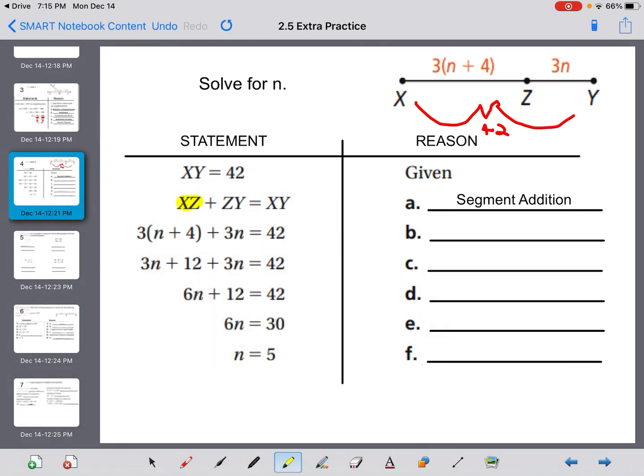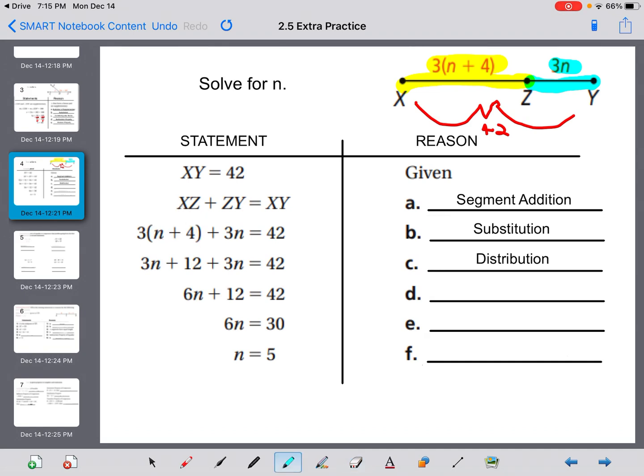From here, they said XZ changes to 3n plus 4 because that's what XZ is, 3n plus 4. They also said that ZY can now be changed to 3n. ZY is 3n. Well, that's substitution. After our substitution, they took this 3 and they distributed it. 3 times n makes 3n, and 3 times 4 makes 12. So there's your distribution.